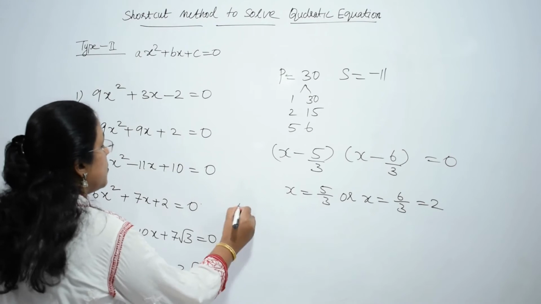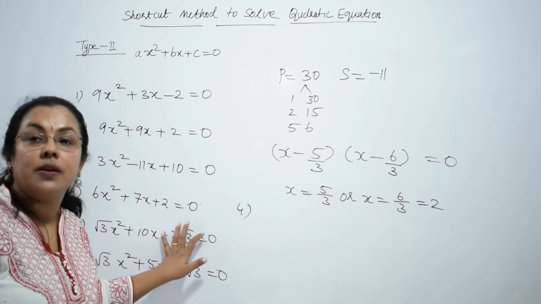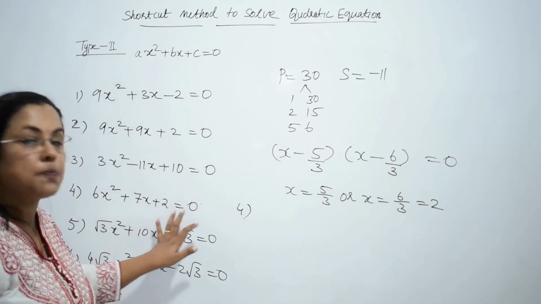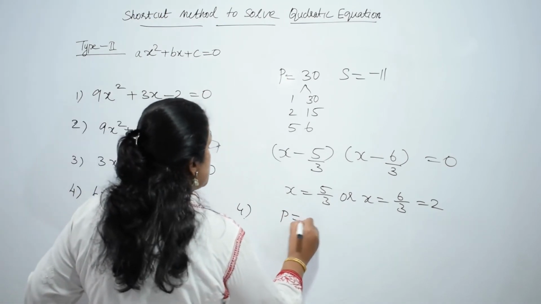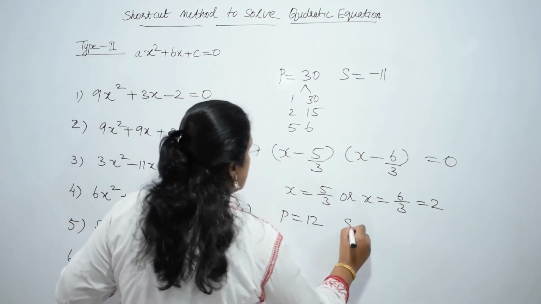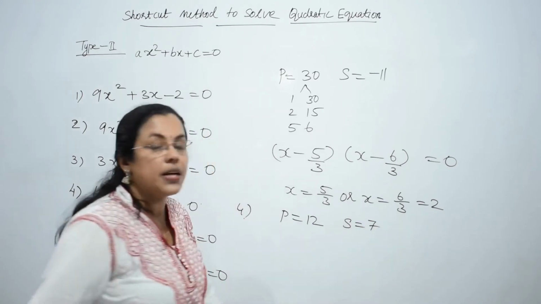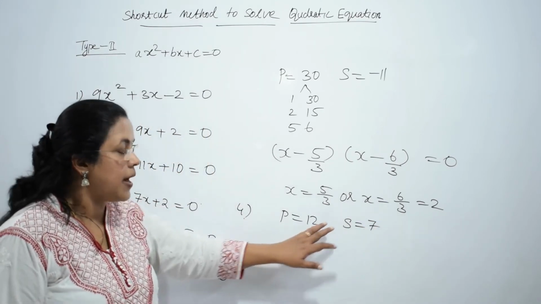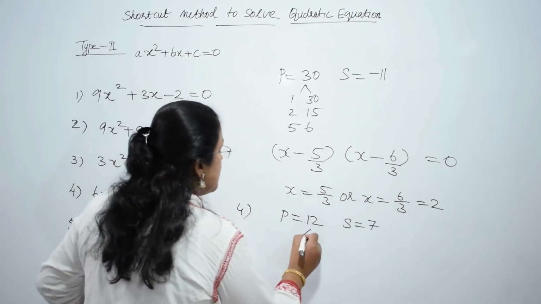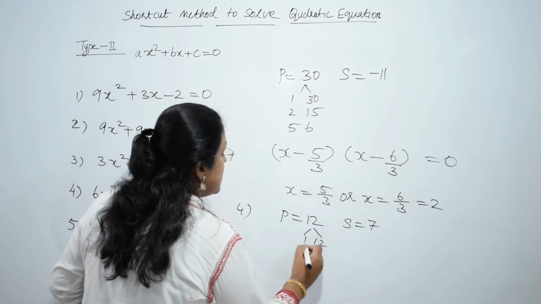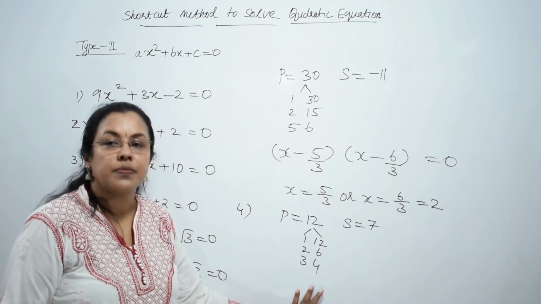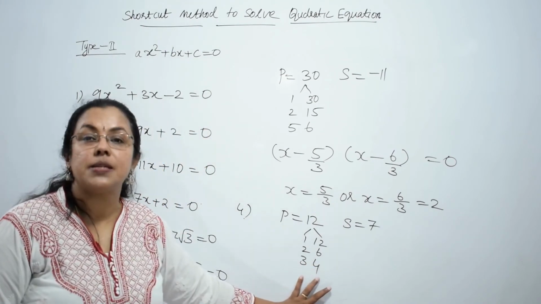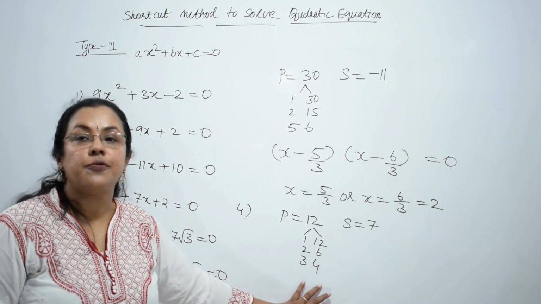Now question number 4. Again ax square plus bx plus c is equal to 0 form. Product is equal to 12 and sum is equal to 7. What are the two numbers whose product is 12 and sum is 7? Factors 1, 12, 2 sixes are 12, 3 fours are 12. So which pair satisfies the condition? 3 and 4, isn't it?